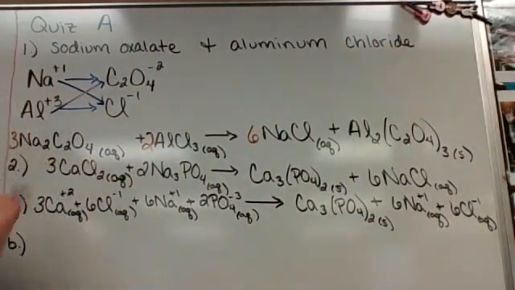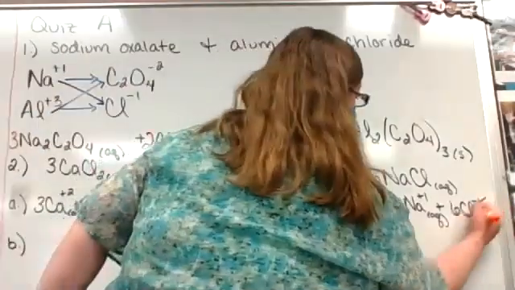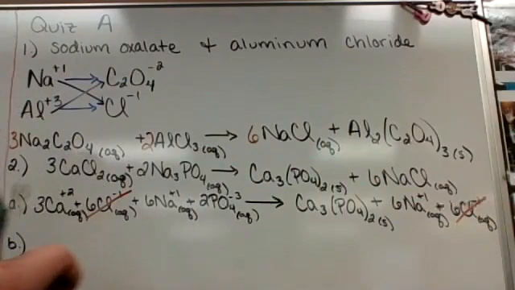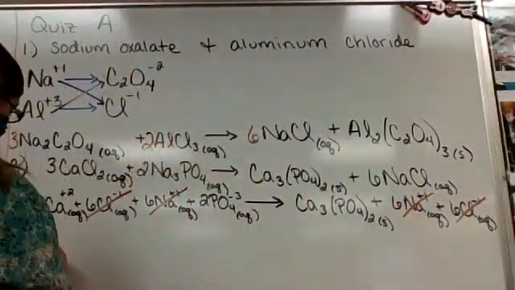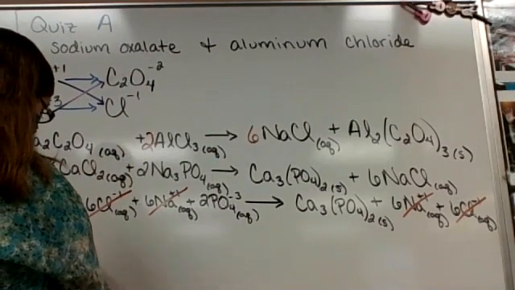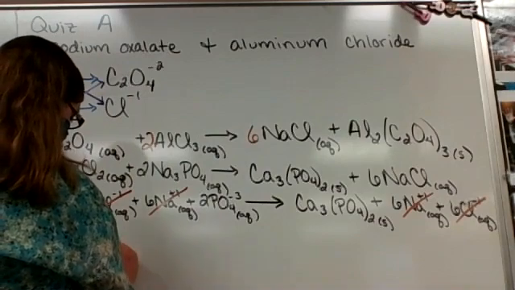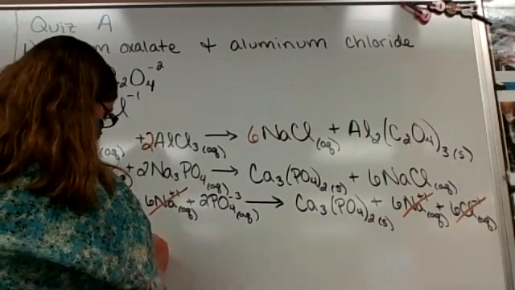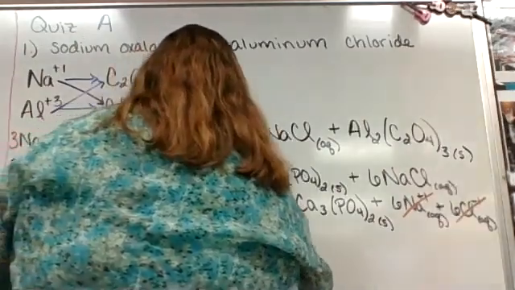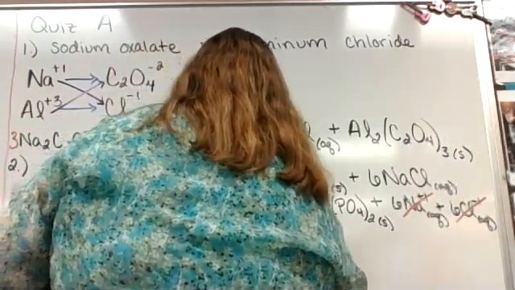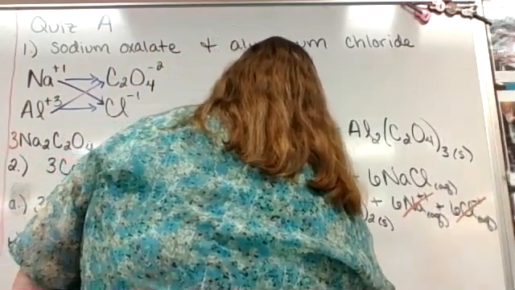What do we do to get the net ionic equation? Cross out the spectator ions. So, like one of you said, the 6Cl minus 1 is a spectator. The 6Na plus 1 is a spectator. And we get 3Ca plus 2 aqueous plus 2PO4 minus 3 aqueous yields Ca3(PO4)2 solid.